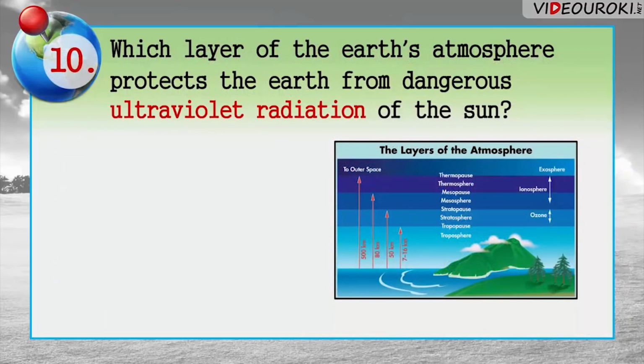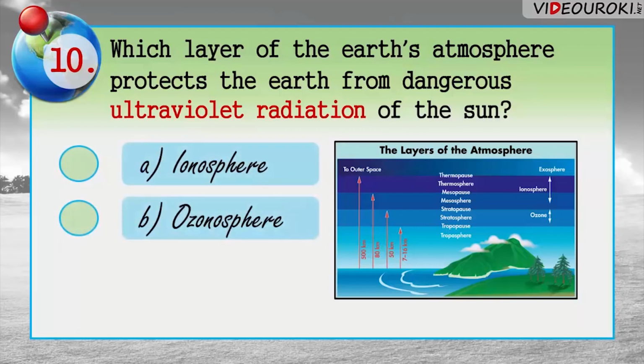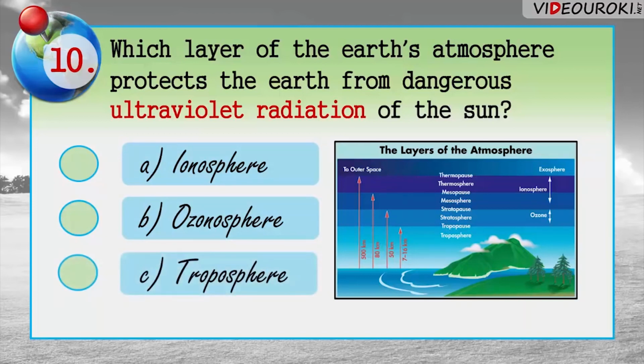Question number 10. Which layer of the Earth's atmosphere protects the Earth from dangerous ultraviolet radiation of the Sun? A. Ionosphere. B. Ozonosphere. C. Troposphere. Correct answer is B. Ozonosphere. Ozone layer absorbs most of the Sun UV radiation.